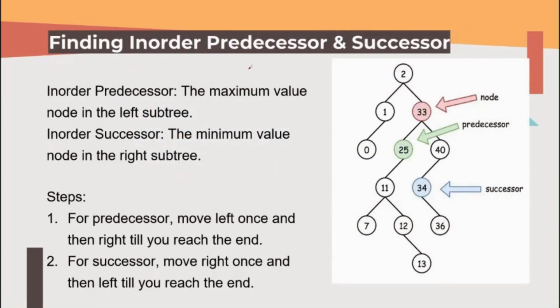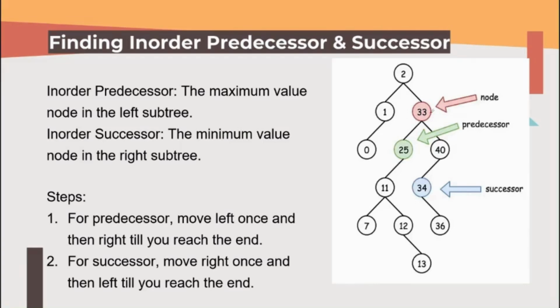Let's see what is in-order predecessor and in-order successor of the given node. What is in-order predecessor? The maximum value of the left subtree is called in-order predecessor. What is in-order successor? The minimum element in the right subtree. For example, let's take 33.